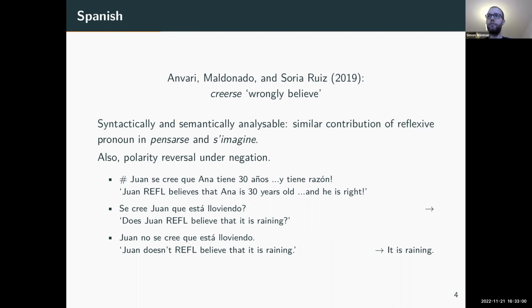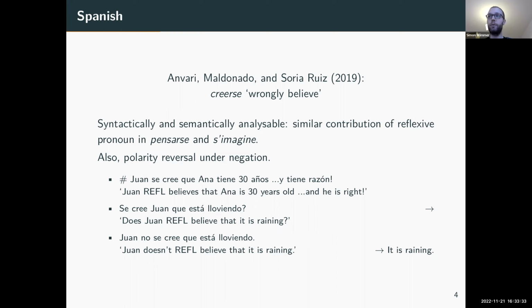So the first one, Richard Halton noted for Puerto Rican Spanish, but has been noted in normal Spanish as well now. So creerse, wrongly believe, was discussed by Anvari and colleagues. It's a constituent that is formed from the belief verb creer and the reflexive pronoun se. And it behaves pretty much like contrafactive behaves. So it triggers an inference to the falsity of a belief, an inference that isn't easily cancelable. So for example, Juan creerse believes that Anna is 30 years old and he is right, sounds infelicitous.